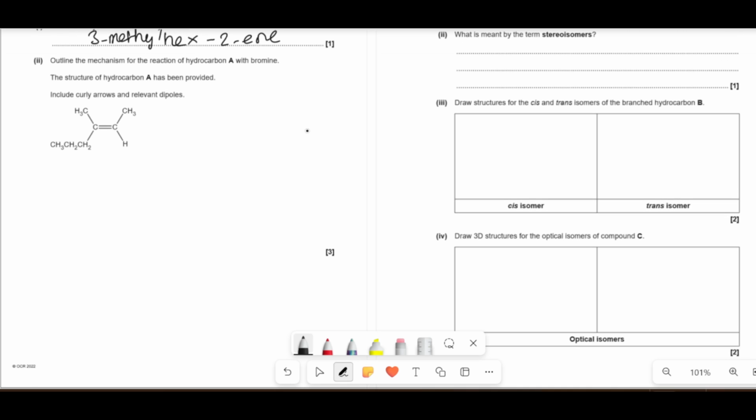Now it says, outline the mechanism for the reaction of hydrocarbon A with bromine, and the structure has been provided, include curly arrows and relevant dipoles. I always think it's useful to just understand what's going on in terms of electron movements. Whenever you're doing a mechanism, you need to think of it as electron pairs going here and here, right? So a Br and a Br are chilling. And also you should be able to recognize that if it's Br2 and C=C, that's going to be electrophilic addition. But even if you didn't, you can work it out.